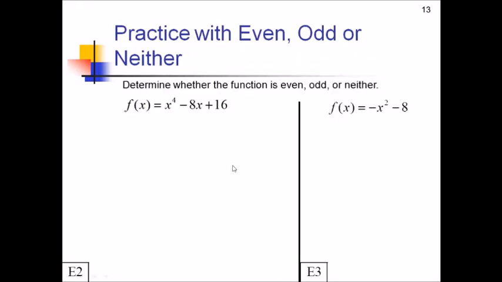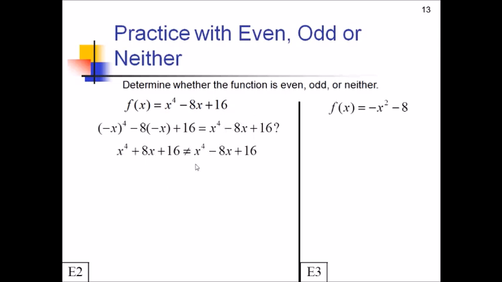So, to see if you've got the hang of it, try out the even and odd tests on these two functions. Pause the video. We'll bring it back together in a minute. All right, let's see how you made out. So for this one, let's plug in -x. So we have -x quantity to the 4th minus 8 times -x. And we'll see if that gives us what we started with. This becomes +x to the 4th. This becomes now minus, so plus 8x plus 16. That's pretty close, but it's not exactly the same as what we started with. So we would conclude this is not even.